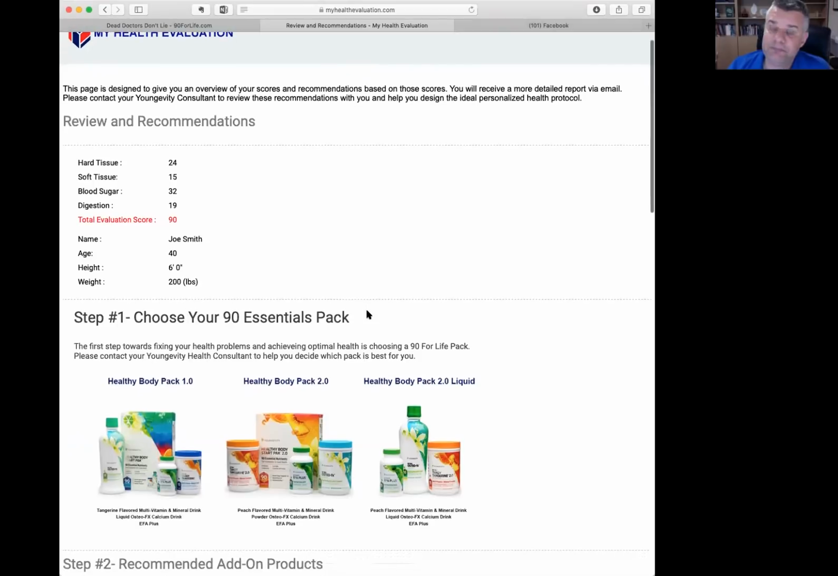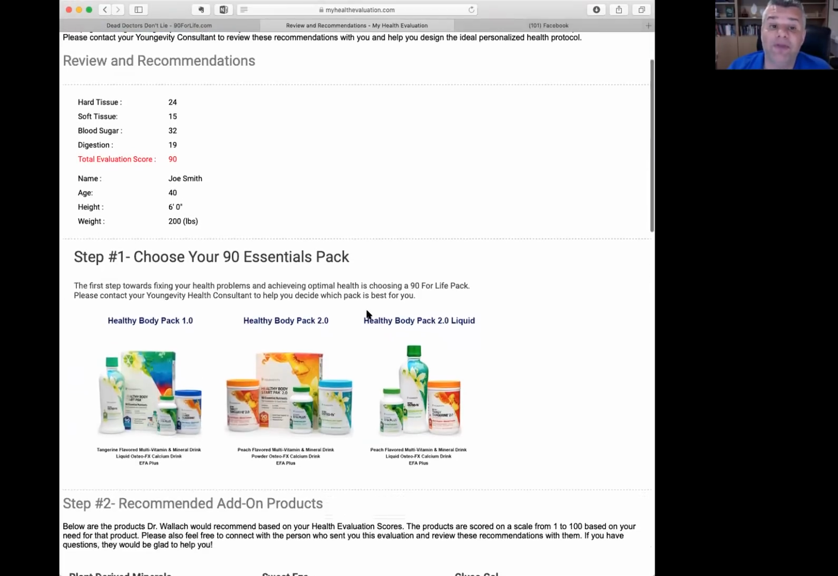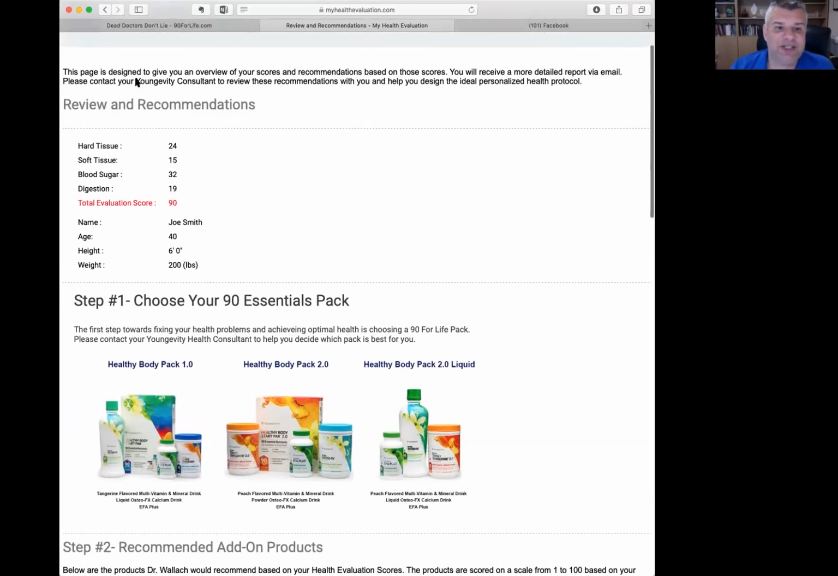So what are the results from the health evaluation? Hard tissue, 24. Soft tissue, 15. Blood sugar, 32. Digestion, 19 points. Total evaluation score, 90. This page is designed to give you an overview of the scores and recommendations based on the things that Joe just filled out. You'll receive a more detailed report via email. Please contact your Youngevity consultant to review these recommendations with you to help you design the ideal personalized health protocol.